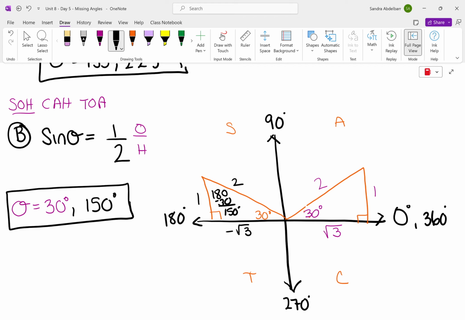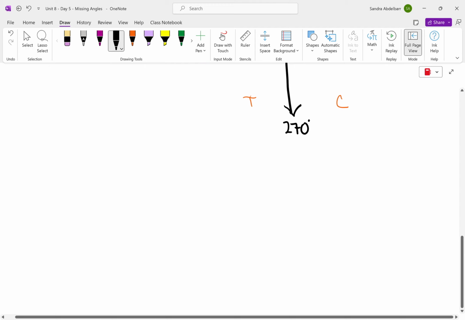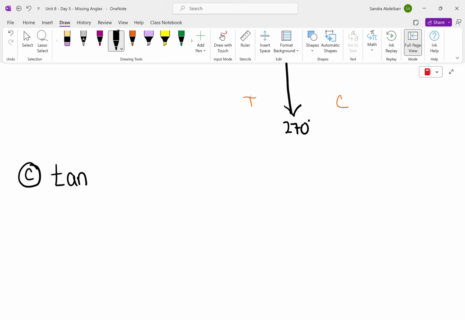Do you guys want to try one on your own? Yeah. Okay, try this next one on your own. So if I'm making negative root 3 into a ratio, what is it? Negative root 3 over 1, if that helps. Try your best. We'll go over it.